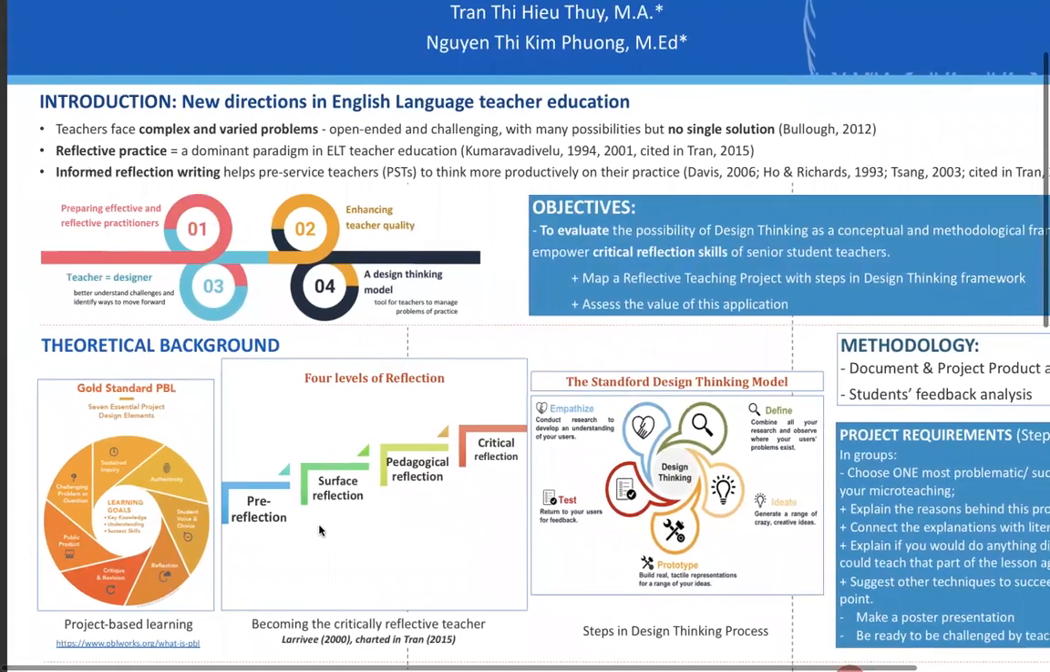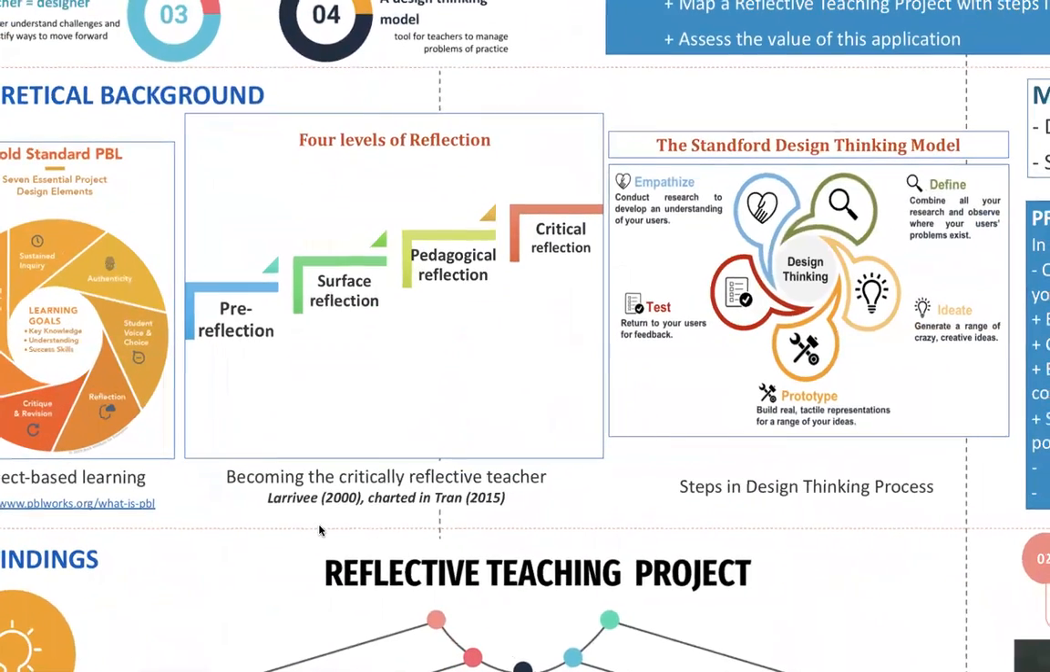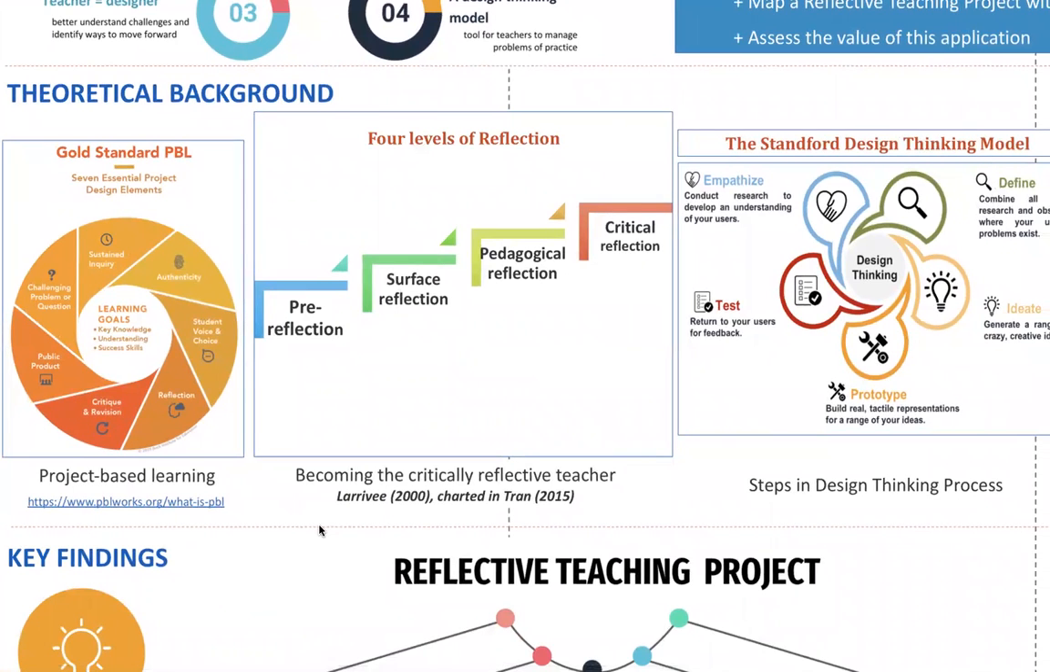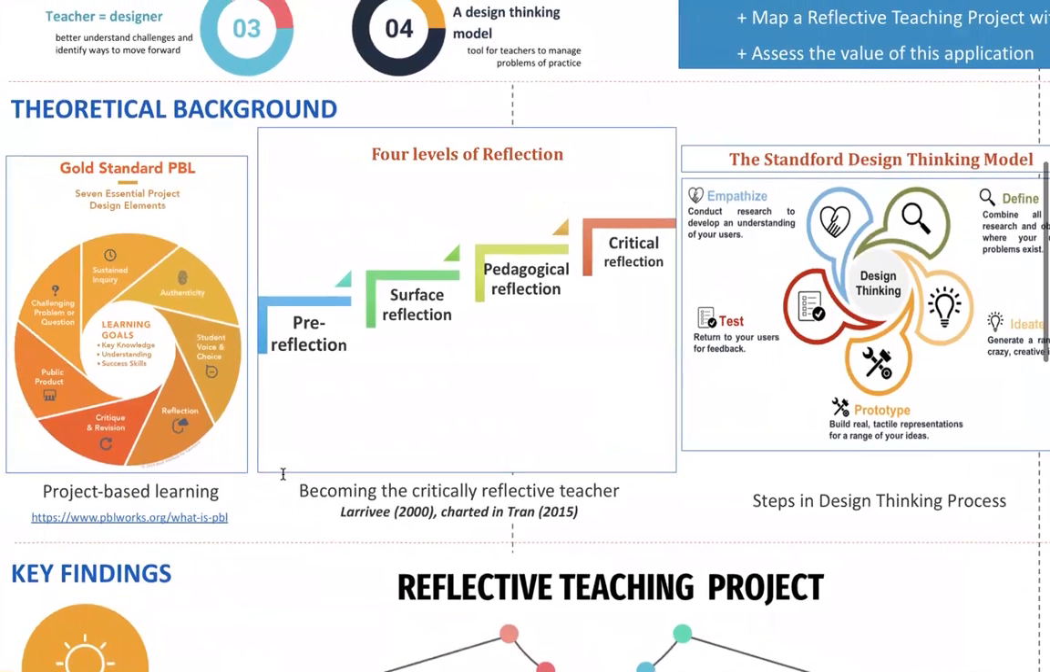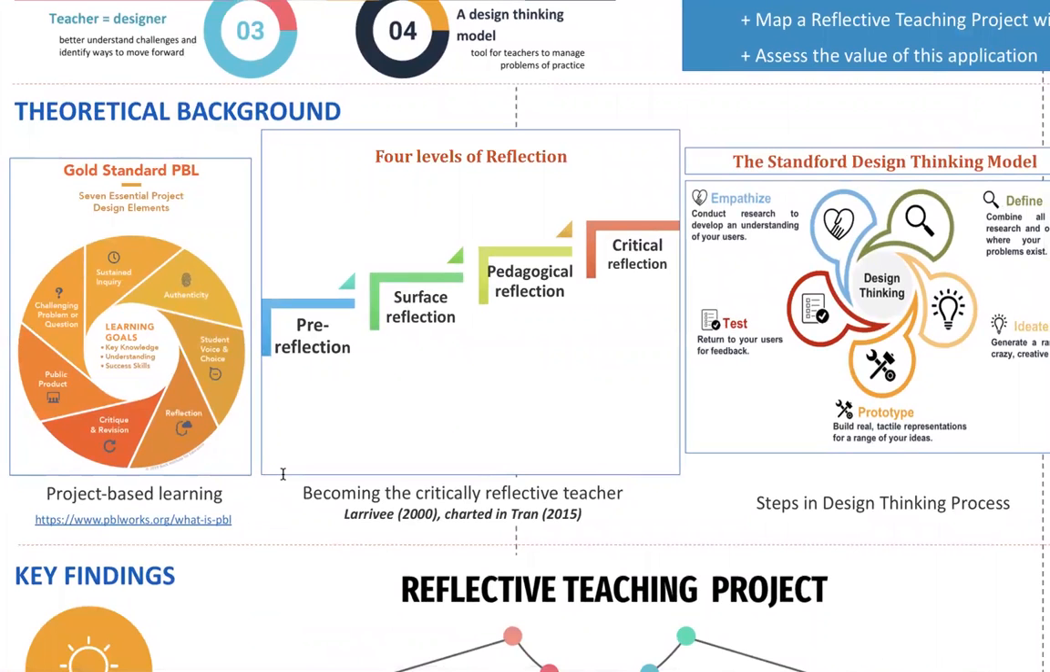All right, now let's explore the theoretical background for this particular research. This research is laid on 3 theories. The first one is project-based learning. The second one is becoming a critically reflective teacher with 4 levels of reflection, and the standard design thinking model. So I'm going to start with project-based learning.